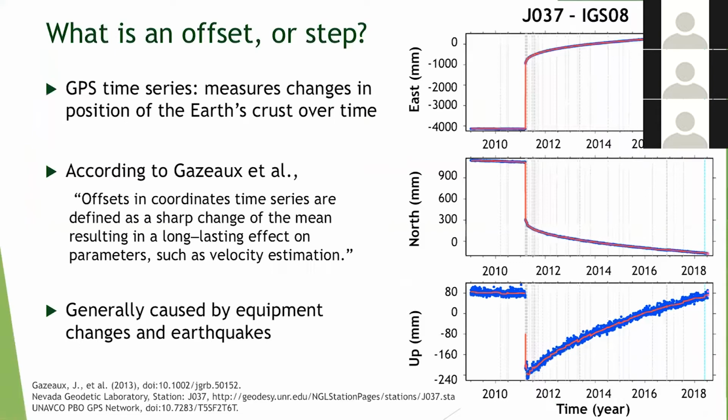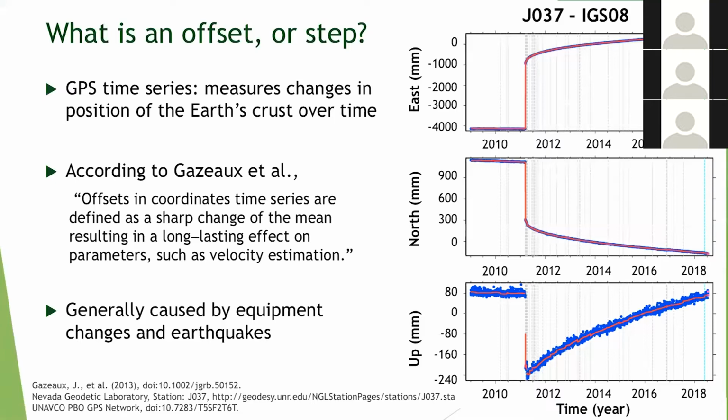What does that mean? What is an offset? So GPS data can measure changes in position at a given location on the Earth's crust over time, and that is usually plotted as what is called a time series. And a step or an offset in a time series is a sharp, immediate change that generally presents itself as a discontinuity in the time series.